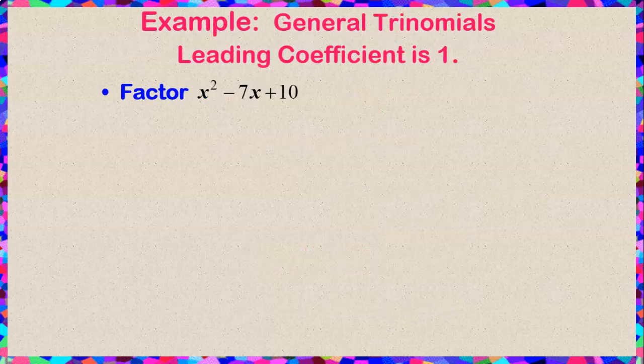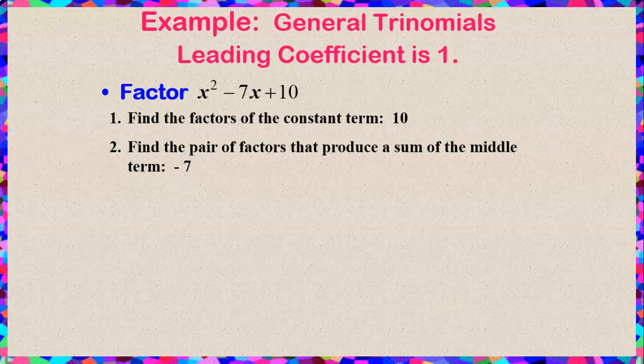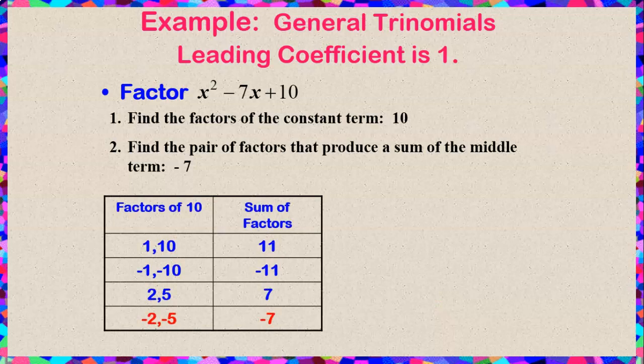If the leading coefficient is 1, in this case it is because that's 1x squared, then I look at the factors of 10, and I want to find factors of 10 that will add up to be -7. So I can look at those in the table. I know 1 times 10 is 10, I know -1 times -10 is 10, I know 2 times 5 is 10, and I know -2 times -5 is 10.